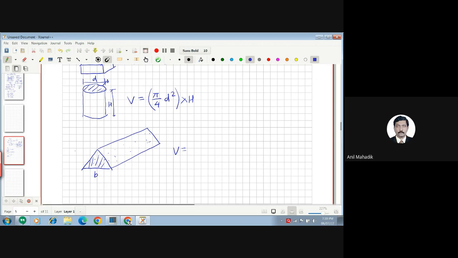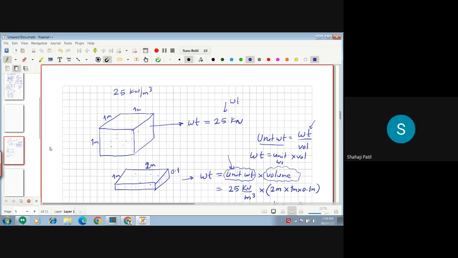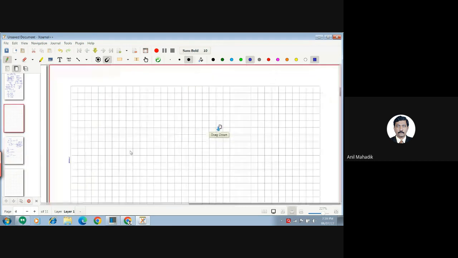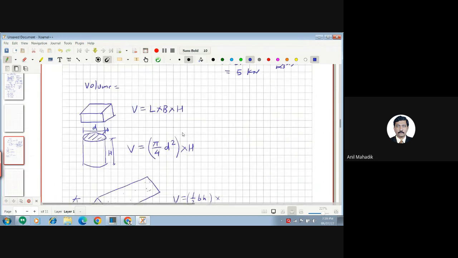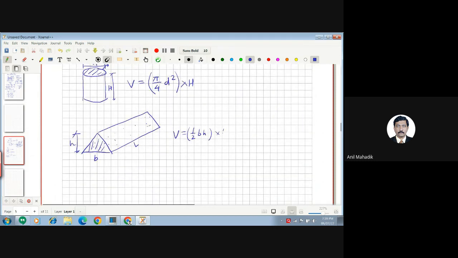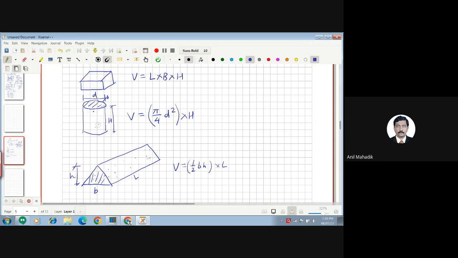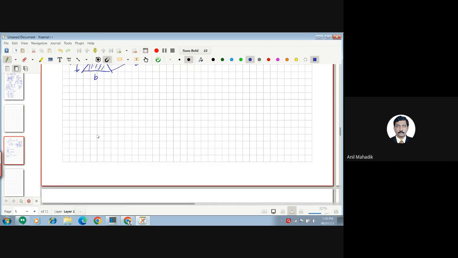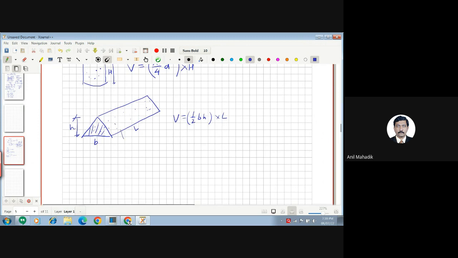So if this is the base and this is the height h, it will be half base into height into this length. Let's say this is the length of this object. This is also one of the ways. Now, once you know the volume, what will you do to calculate the weight? If this is steel material filled in this object, what will be the weight? Unit weight of steel into volume.